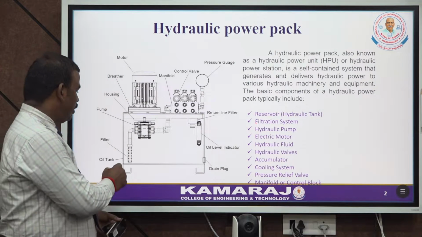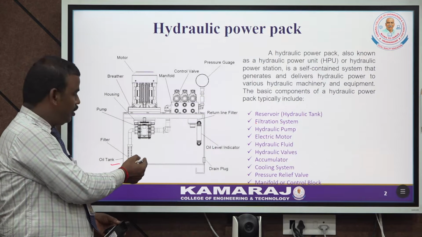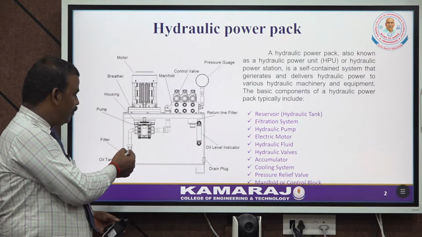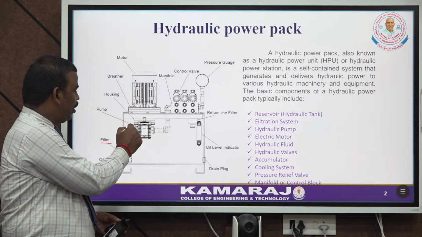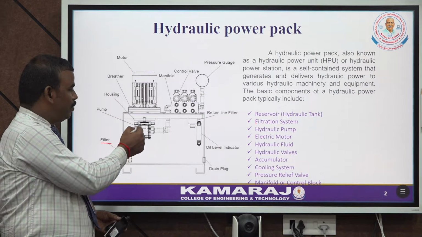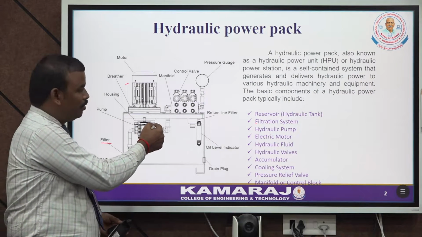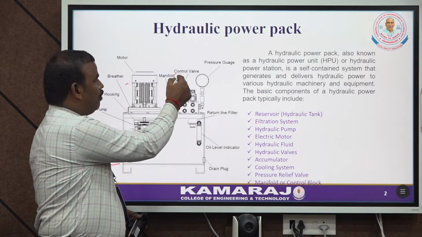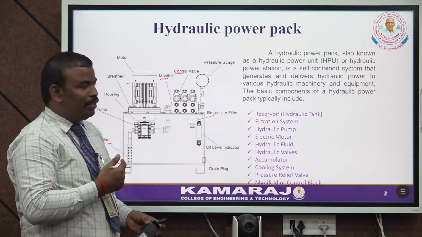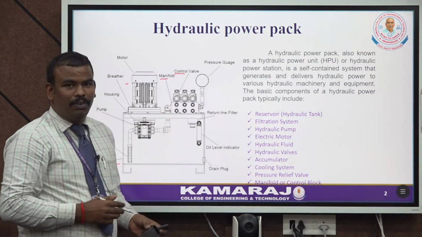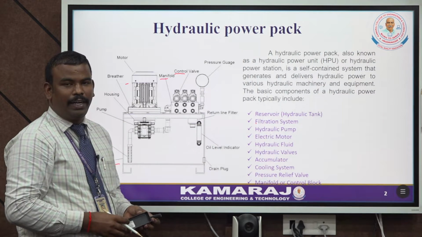The first one is the hydraulic tank or oil tank. It stores the hydraulic oil. Then the hydraulic oil is filtered by using the filtering element. The filtered oil is pumped by using the gear pump or vane pump. The pump is driven by the electric motor. The pressurized oil flows into the control valve, like a pressure relief valve, through the manifold. Once it flows to the pressure relief valve, the oil flows to the direction control valve, then moves to the hydraulic actuators.